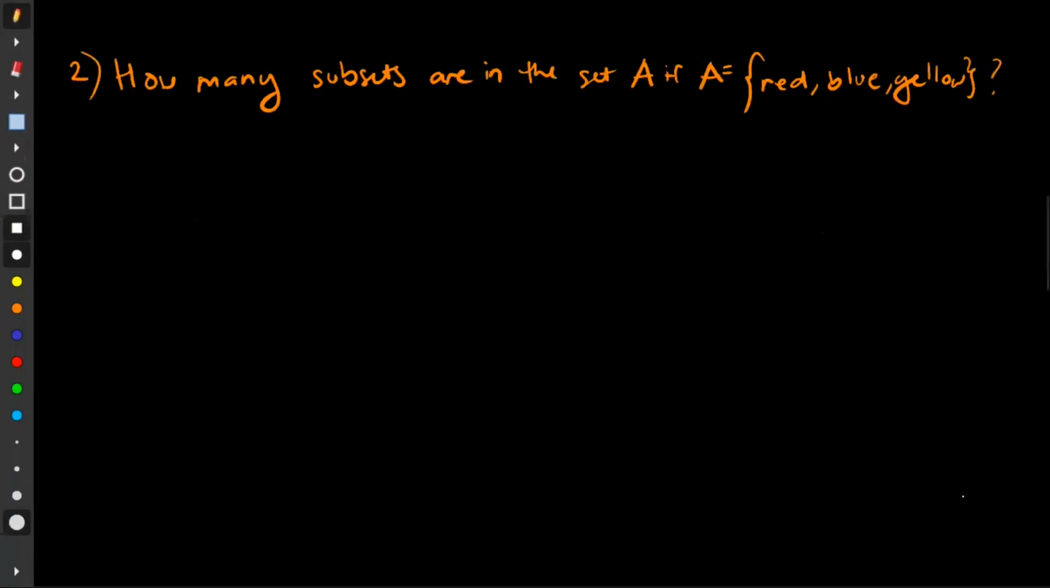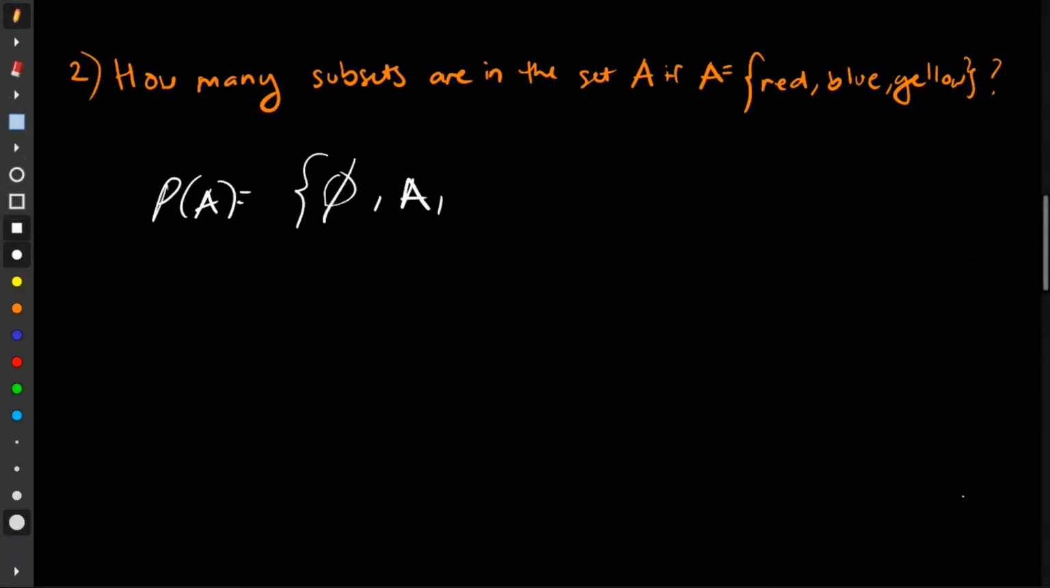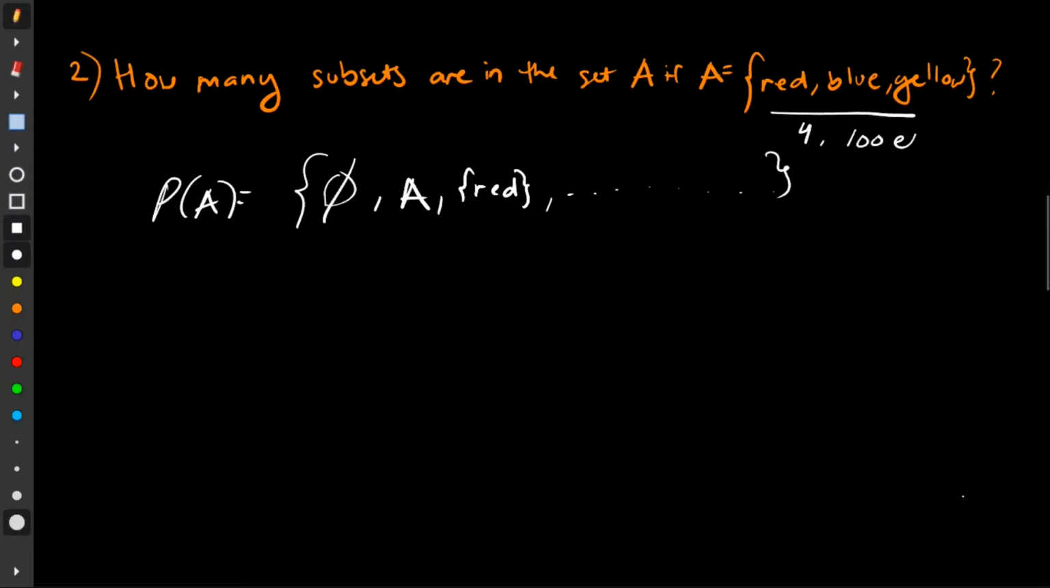For our next example, how many subsets are in the set A if A is equal to the set containing red, blue, and yellow? We could take our time in creating the power set. That's simply the empty set, set A containing red, blue, yellow, and all that. But that would be problematic if this already contains 4 or maybe say 100 elements. What if this is already 100 elements? This would be a problem in solving if we try to list them all.